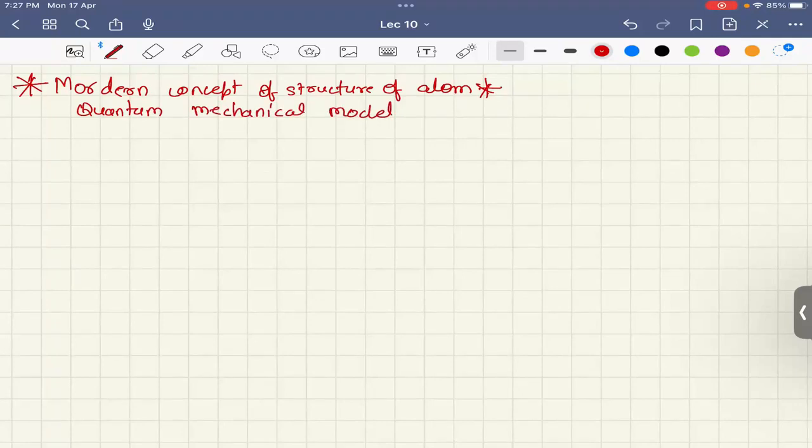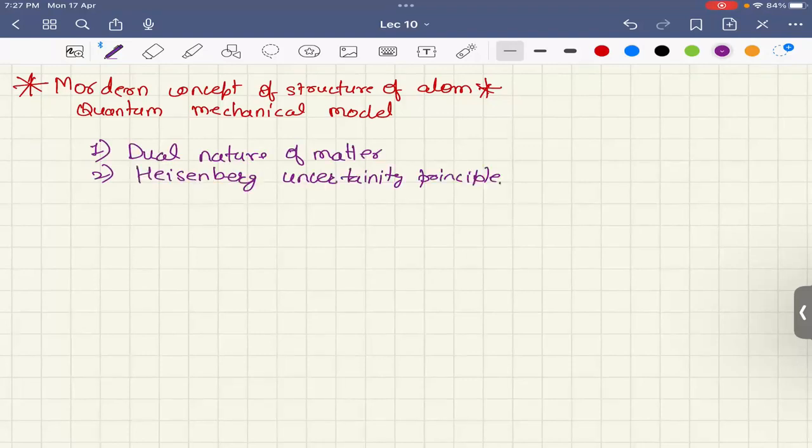To overcome the shortcomings of Bohr's model, attempts were made to develop a new, suitable, and general model of an atom. So, two important developments which contributed significantly in the formulation of the new model were: number one, the dual nature of matter, and number two, Heisenberg's uncertainty principle. Right. So, let us first study the dual nature of matter.